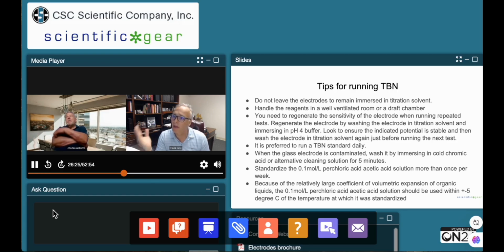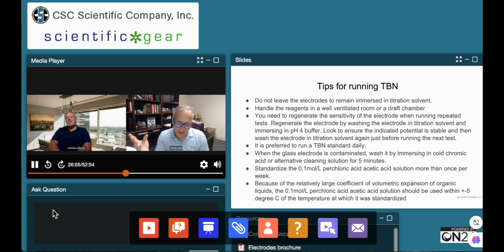Handle reagents in a well-ventilated room. If you have to regenerate the sensitivity, wash your electrode in titration solvent and immerse in pH 4 buffer. Okay, you talked about that. We talked about how it's preferred to run a TBN standard daily. I'll say that again. It is preferred to run a TBN standard daily. It really is. I'm not saying that because it's on the quiz, but it might be.